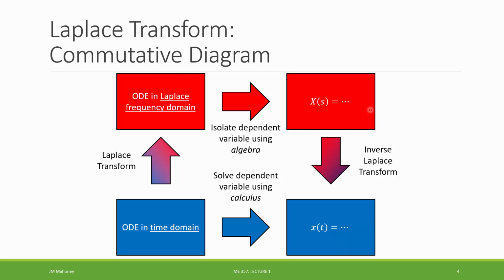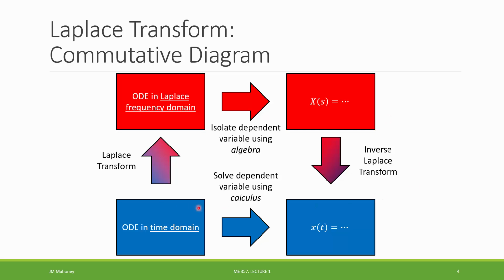Once we've isolated that X of s, then our goal is, well, we don't want our solution in the frequency domain, we ultimately want it in the time domain. So then what we can do is go back from the frequency domain to the time domain using an inverse Laplace transform. That's what's going to take us back. Now, there is some difficulty on the right-hand side here because we might need to do some algebraic manipulation in order to get something that we can more easily take the inverse Laplace transform of.